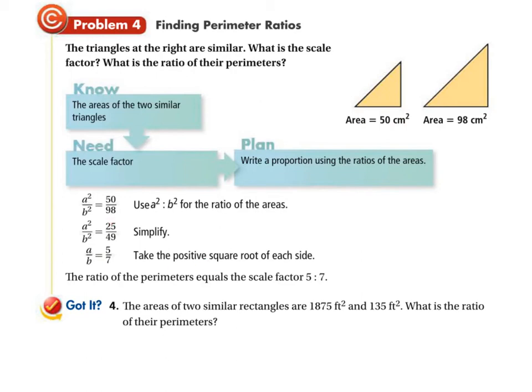Remember, it's true that the square root of 16 could be either positive 4 or negative 4, because negative 4 times negative 4 is also 16. But we're going to disregard that idea for having both answers because we're talking about length, and length is always positive. Okay? So we're going to take the positive square root of each side, and we get a scale factor of 5 to 7.